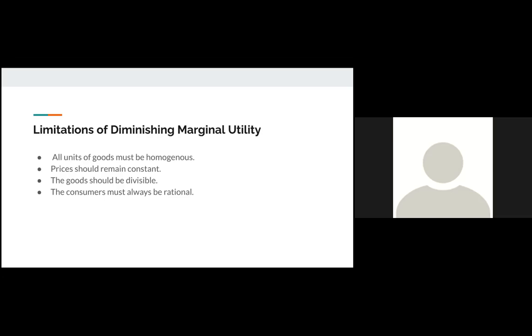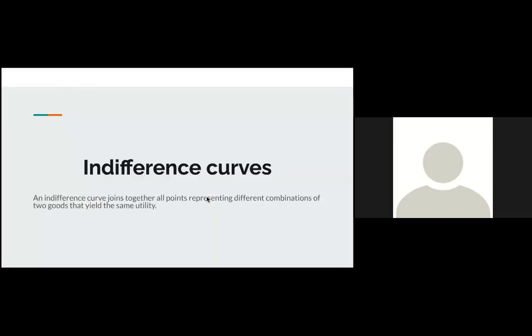The good should be divisible. And then finally, an assumption that we hold is that the consumer must always be rational. So let's look at what an indifference curve is. We've been talking about utility so far, and an indifference curve joins together all the points that represent different combinations of two goods that yield the same utility.